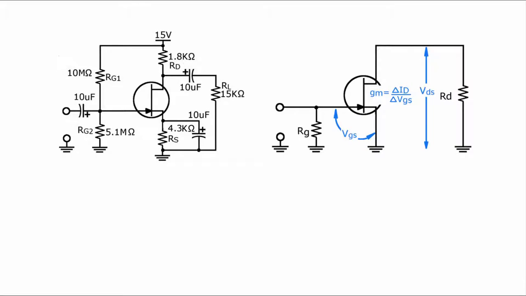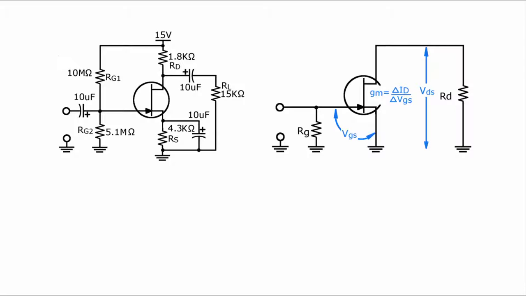Today's video is going to cover the Common Source JFET amplifier, and we'll talk about some of the characteristics that they have. And if you watch the video on the common emitter amplifier, you're going to recognize that the characteristics of the JFET common source are very much like that one, with the exception that there's really no current on the gate, which makes this configuration really effective in saving power.